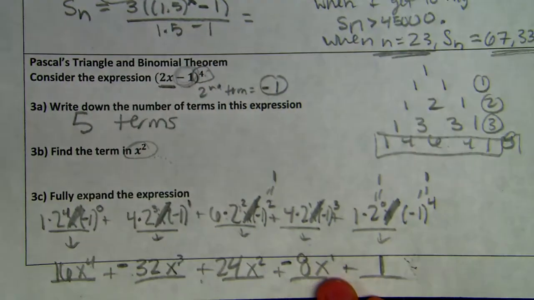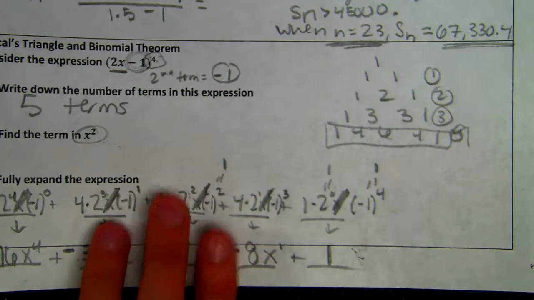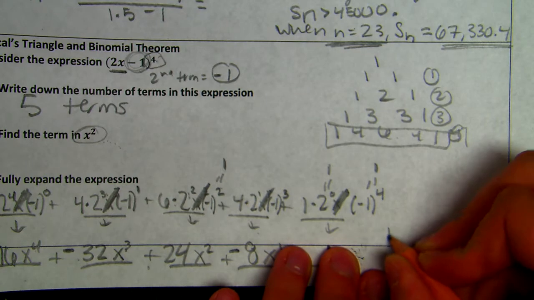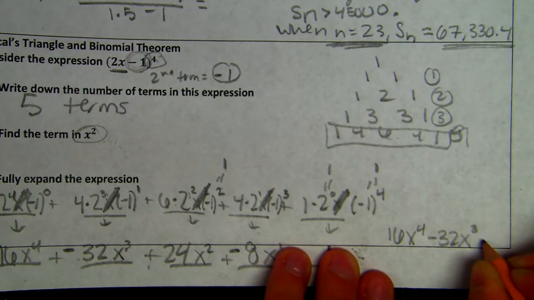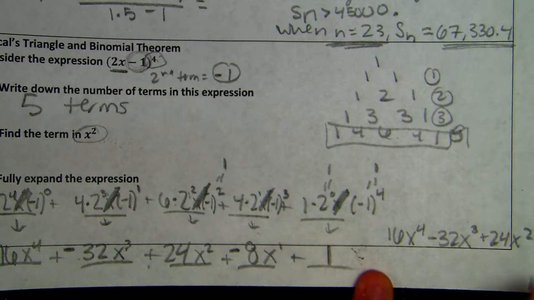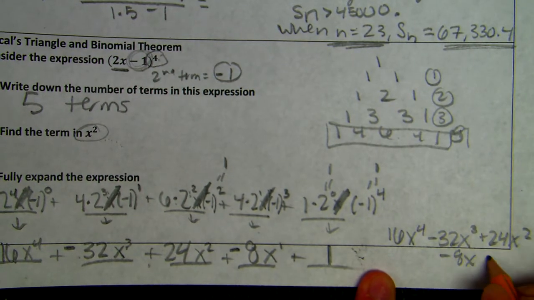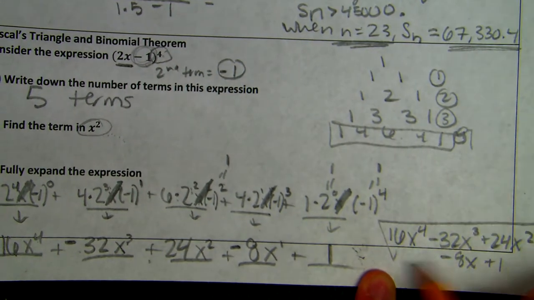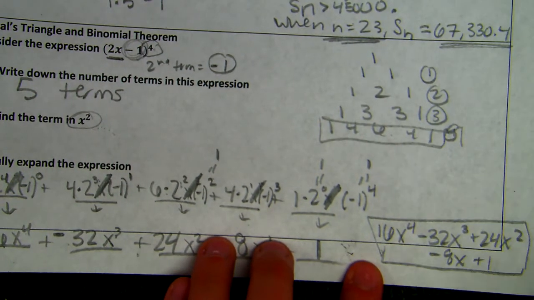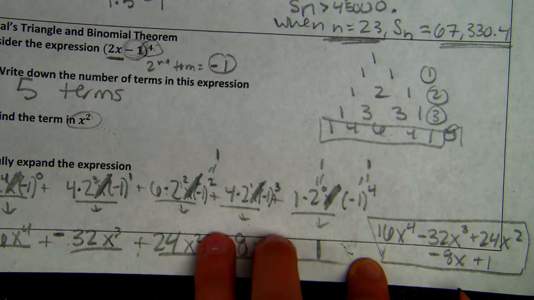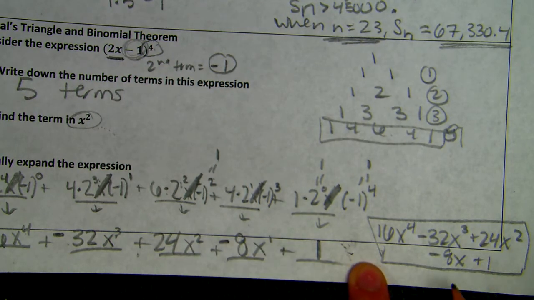So I have it written out. I'm going to write it a little bit more nicely off to the side. So I'm going to say 16x to the 4th minus 32x to the 3rd plus 24x to the 2nd minus 8x plus 1. And this is my final full expansion. I think you guys can see that. Again, you don't have to rewrite it if you don't want to, but I think that would be really helpful.